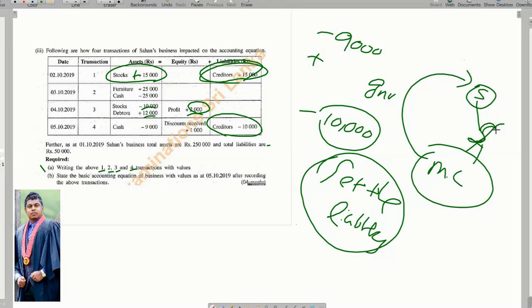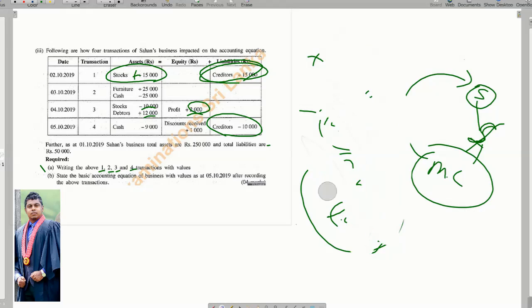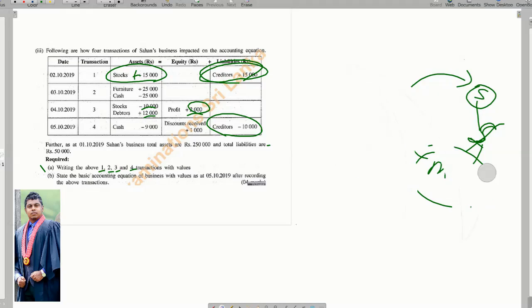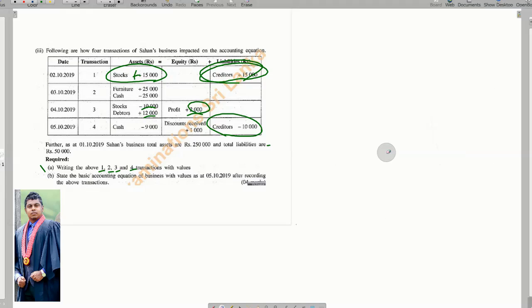Therefore we can say that discount is 1,000, and the total amount we are required to settle is 10,000. From 10,000 the discount is 1,000. Then the net amount is 9,000. So 9,000 is the amount that we are required to settle by using the cash. Therefore a 9,000 decrease is there, equity is increased by 1,000, and then creditors are decreasing by 10,000.